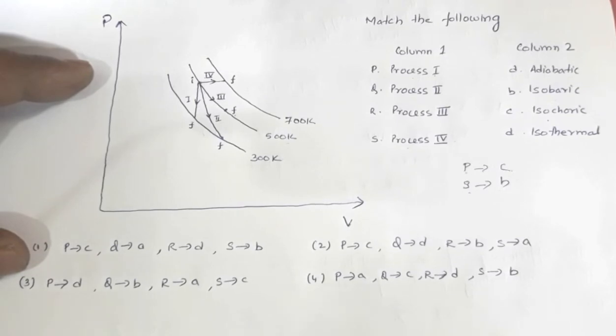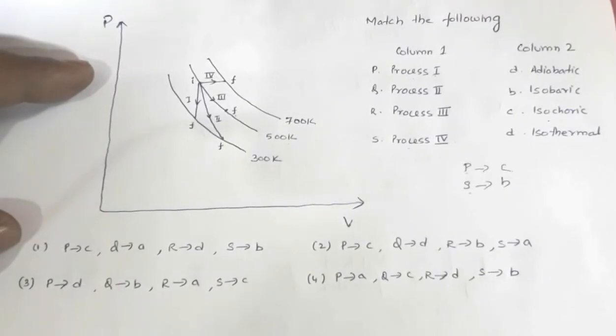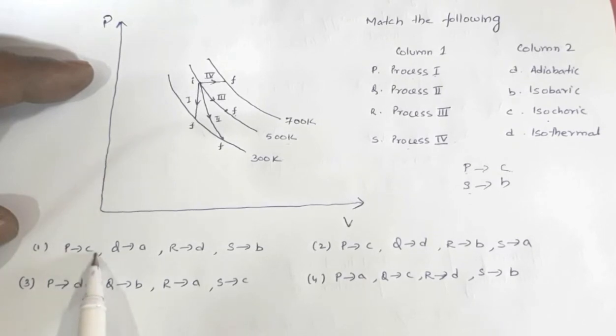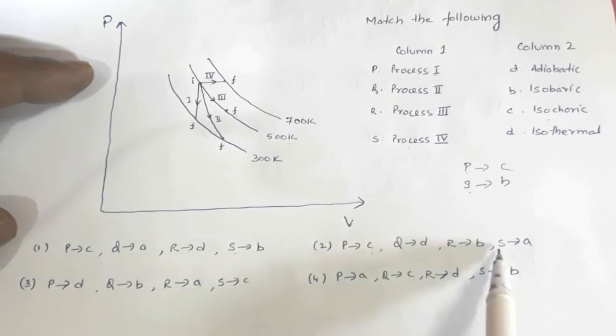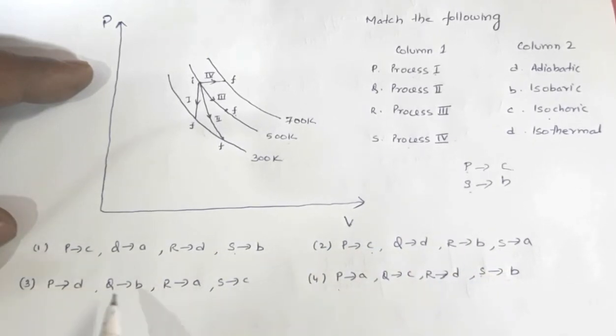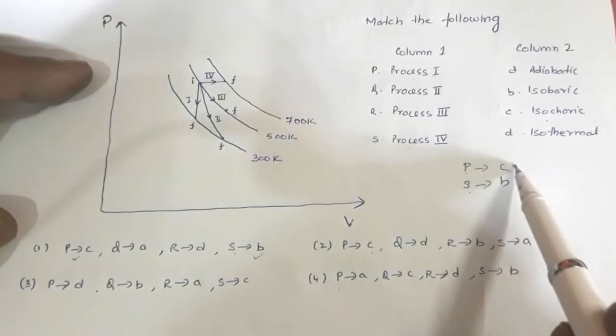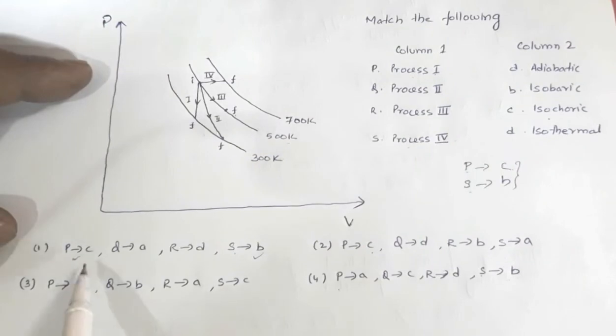Now if we see the options, option 1 is P to C, and this is P to C. But S to B: option 1 has S to B, but here it is S to A. So this is S to B. This can be correct, but this is wrong. So as you can see, option 1 matches with these two results. So option 1 may be correct.